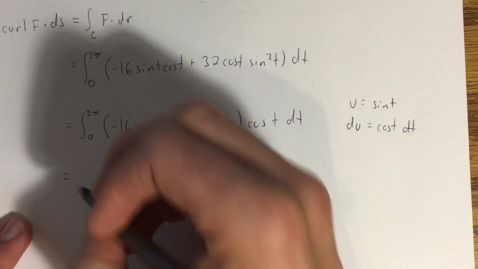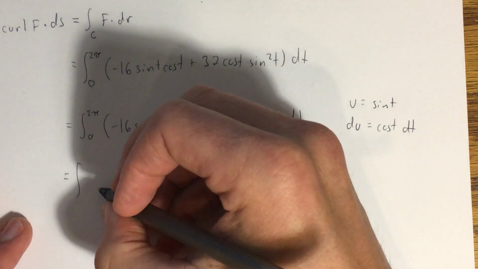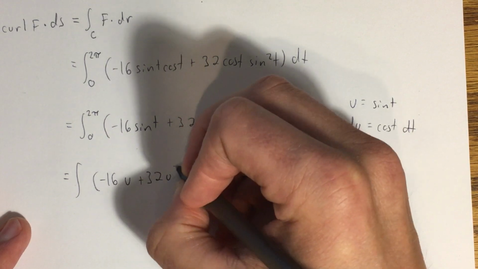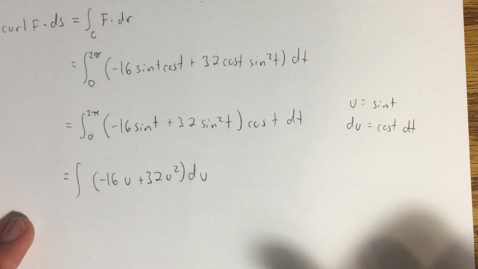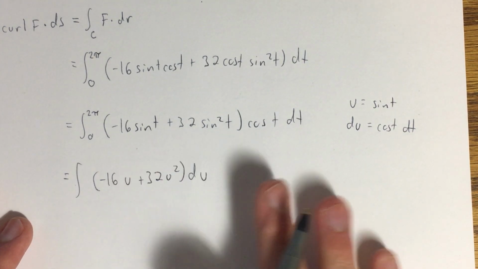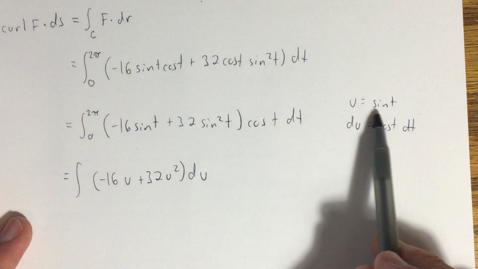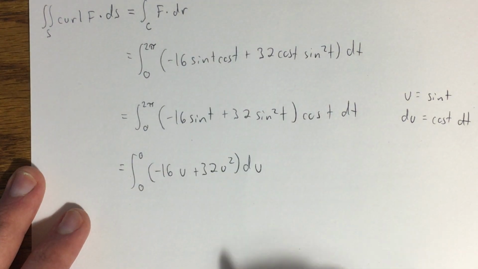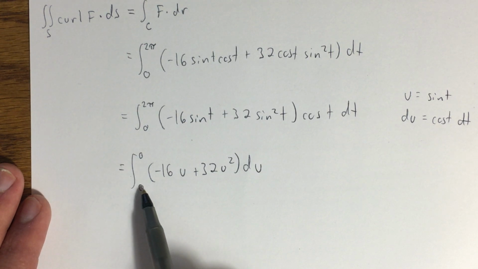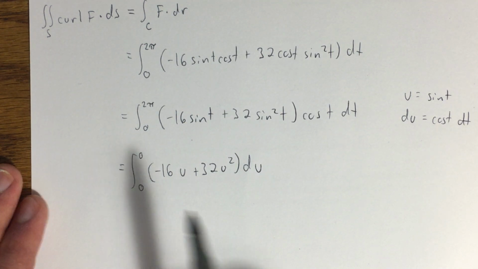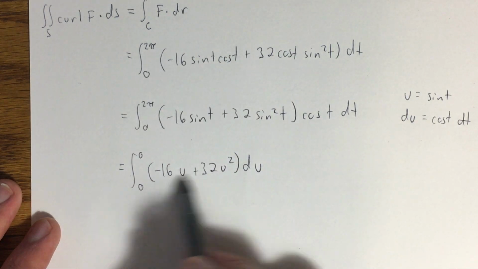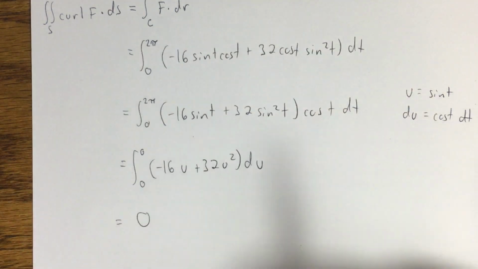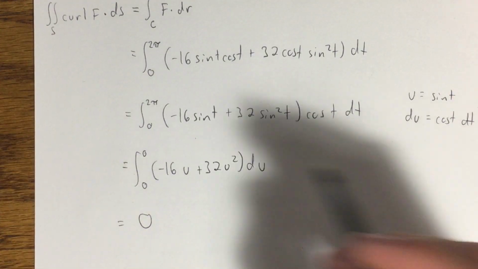And this becomes -16u plus 32u squared du. That's not the interesting part. What's interesting is what happens to my limits of integration. If u is equal to sine of t, sine of 0 and sine of 2 pi are both equal to 0. So at this point, because I'm taking a definite integral and the lower and upper limits of integration are equal to each other, it doesn't matter what that integrand is. That's automatically 0. So all of this work, and we ended up with 0 as our result.